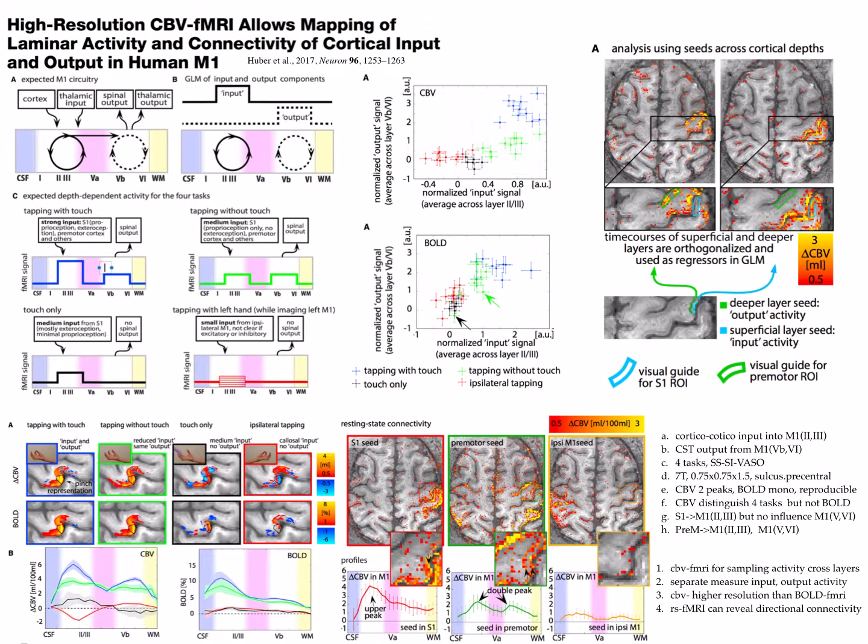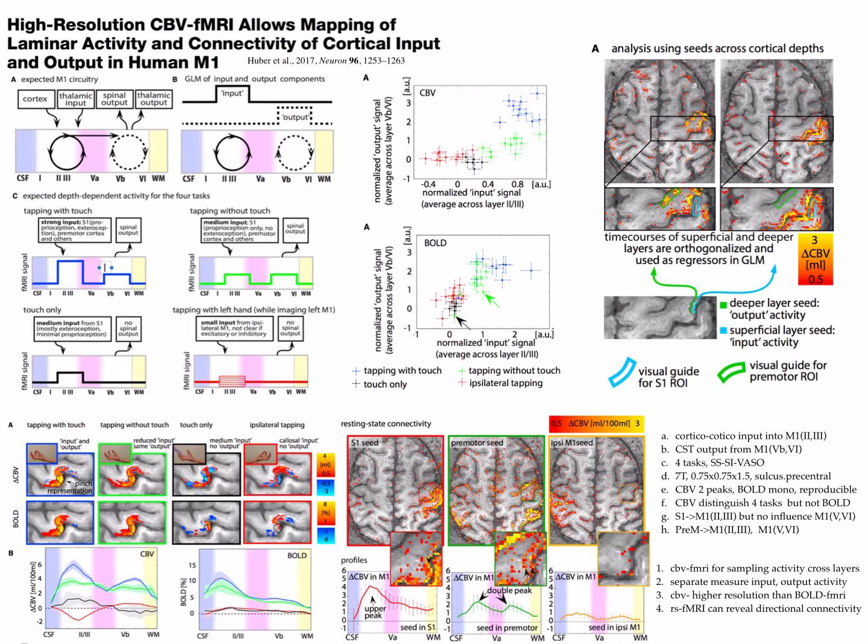Okay, so if we have high resolution signal, then we can use a GLM to get the input and output in layer 2, 3 and layer 5, 6.